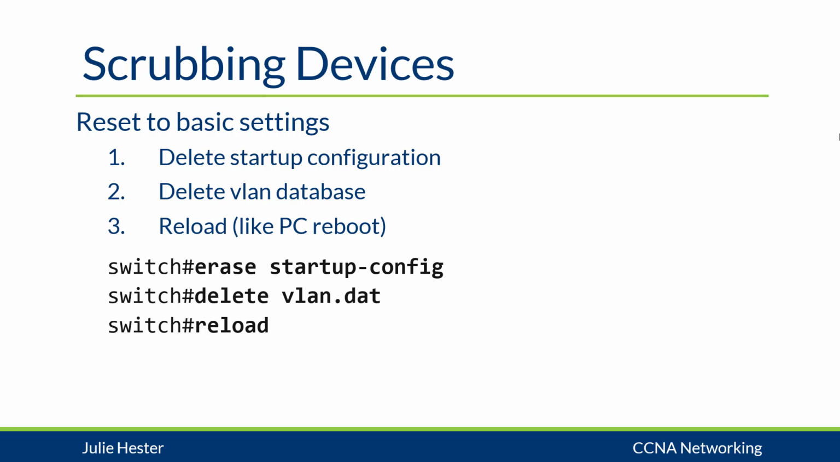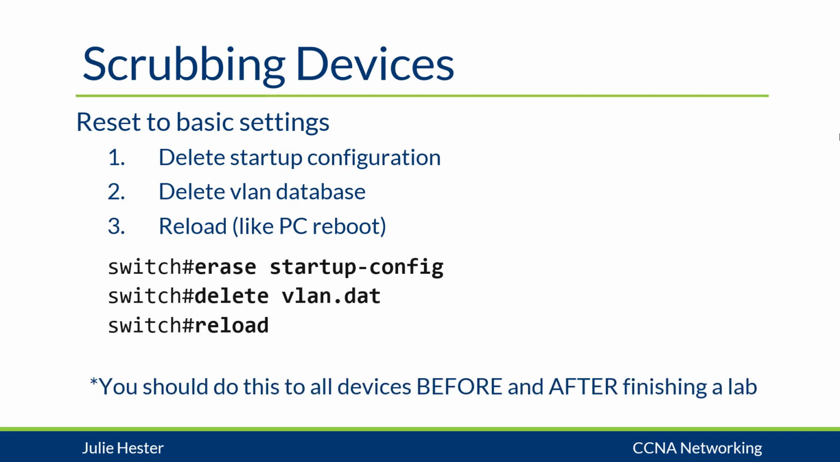And how we're going to do this is we're going to go through a 3-step process where we first delete that startup file that we just saved by saying erase startup-config. Then we'll delete the VLAN database, which we may or may not have modified. And then finally, we can reload our switch, and it will reload the original startup file that doesn't have our changes. So we actually want to do this to all devices before we start a lab and after we finish a lab.